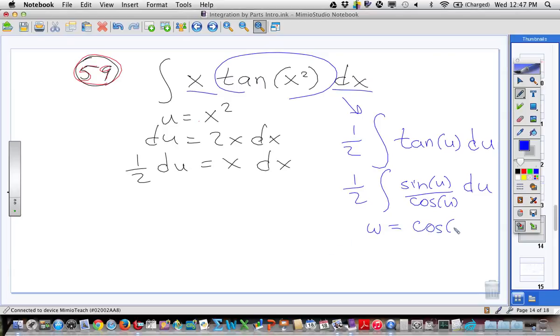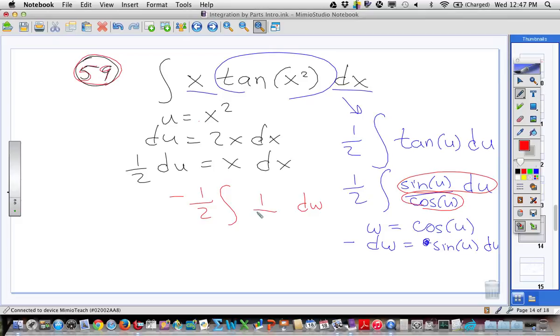So we want to let w equal cosine u, so the dw would be negative sine u du. The negative we can move over to the other side, divide it over. And so we would have this. So this integral becomes 1/2, negative, the sine u and the du would come out and be the negative dw. And the cosine u on the bottom would be 1 over w, right? Well, what's the antiderivative of that? ln. So this is negative 1/2 ln w plus c.